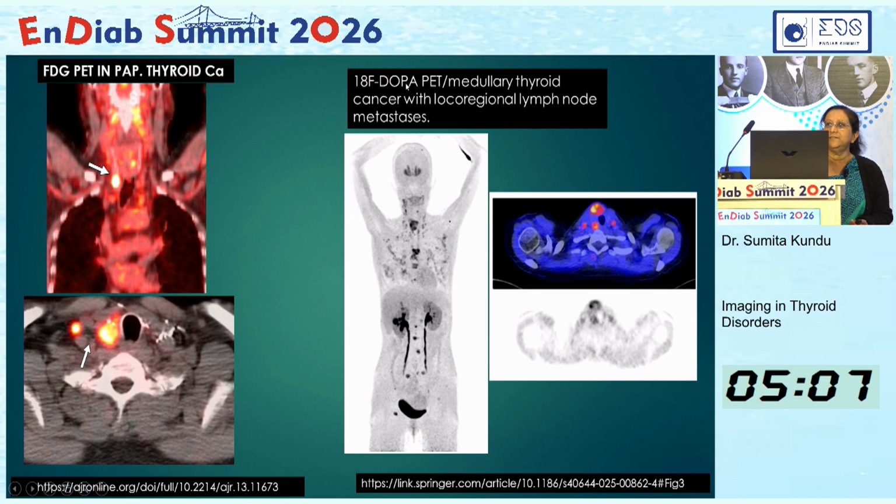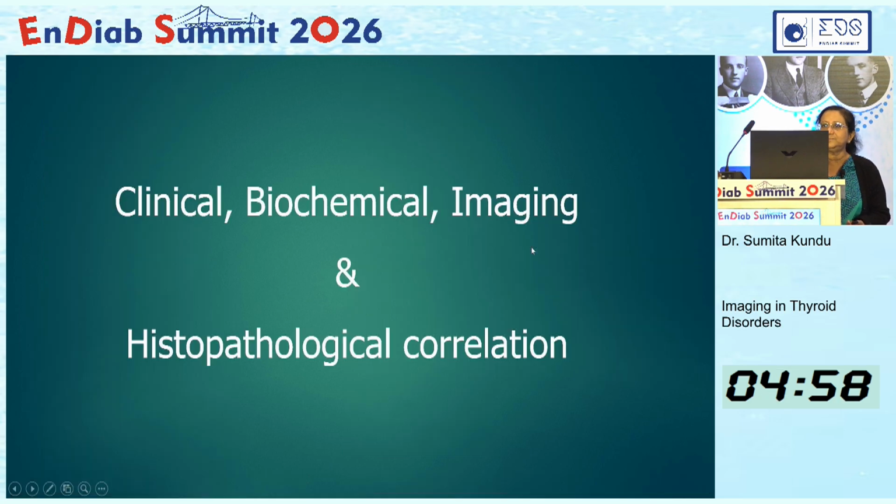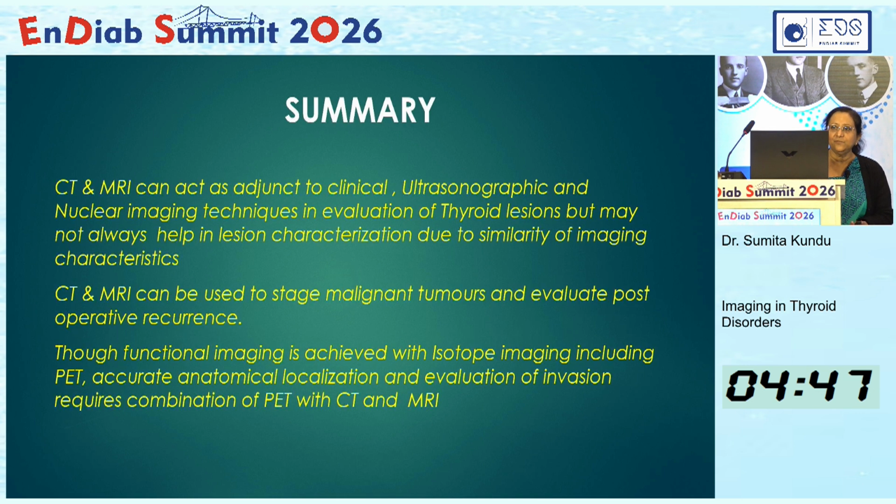This is an 18F DOPA PET scan showing the medullary cancer of the thyroid and also enlarged lymph nodes. So, clinical, biochemical, imaging and histopathological correlation all have to go hand in hand to come to a final diagnosis and treatment for the patient.